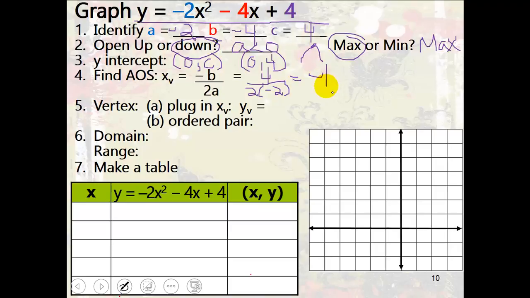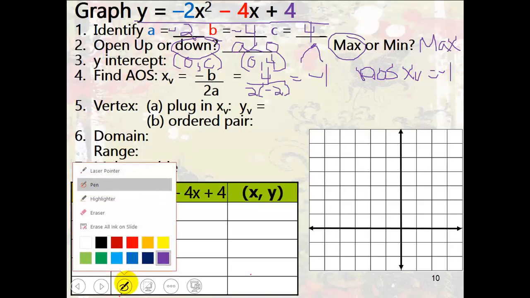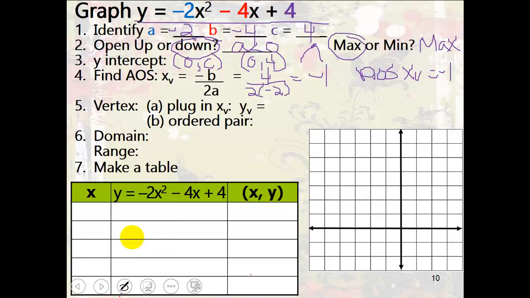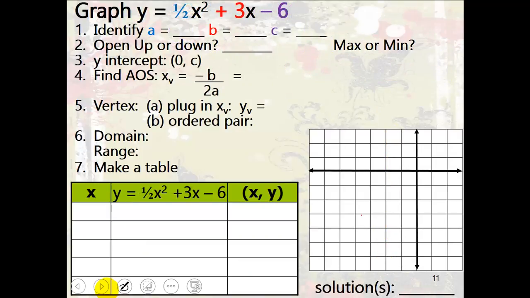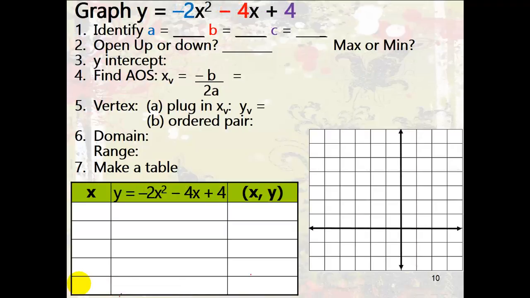Now I'm going to take this value, this is my axis of symmetry, the x-coordinate of my vertex, and it's negative 1. Let's go ahead and put it on the graph here. Here's x equals negative 1. That's going to be the center of my graph. Oops, didn't mean to do that. I meant to get my pen.